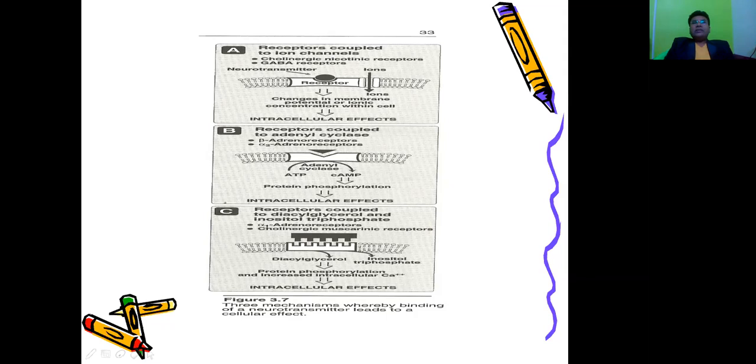Number two, receptors which are coupled to adenylyl cyclase. Examples of this type are beta adrenoreceptors and alpha 2 adrenoreceptors, where adenylyl cyclase converts ATP to cyclic AMP, resulting in protein phosphorylation, and this leads to intracellular effects.